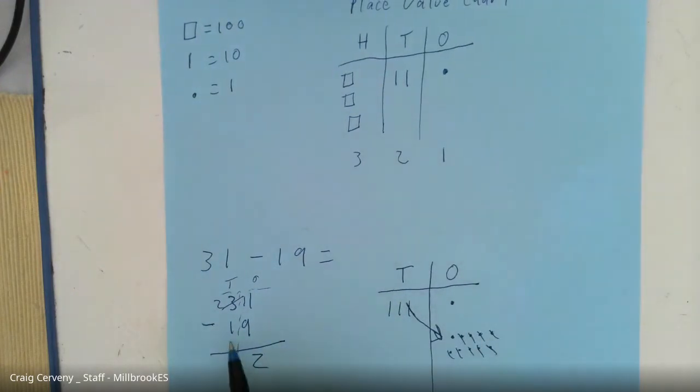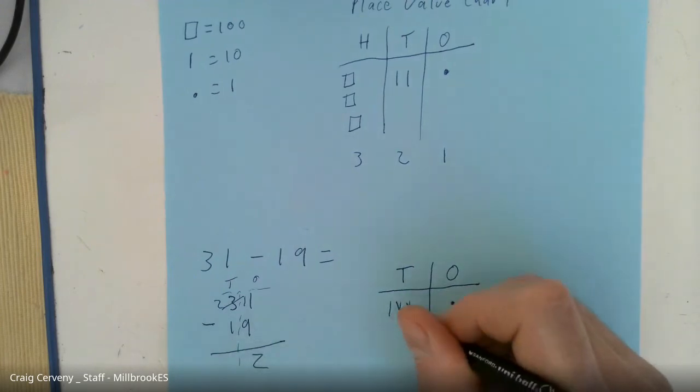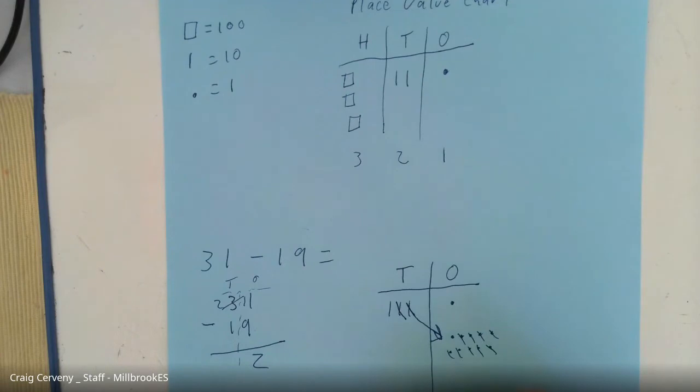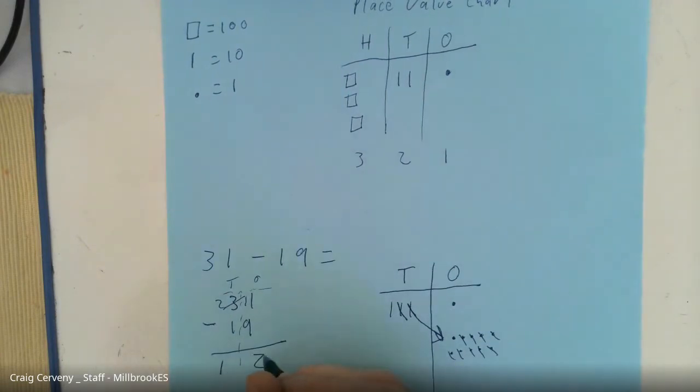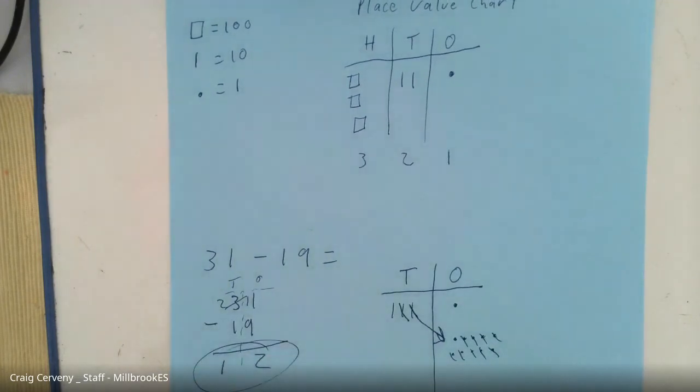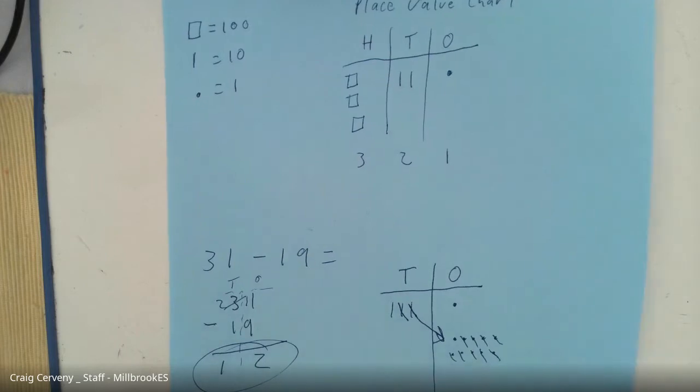And then the next thing it tells us to do is take away 1 ten. So we're going to take away that 1 ten, and that's going to give us 1 ten left. So the answer is 12. I like to circle my answers to make sure that everybody knows where the answers are.